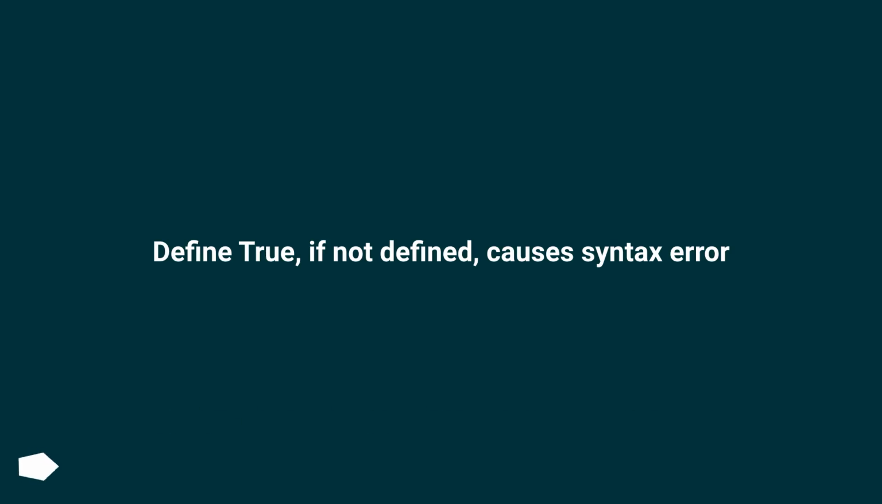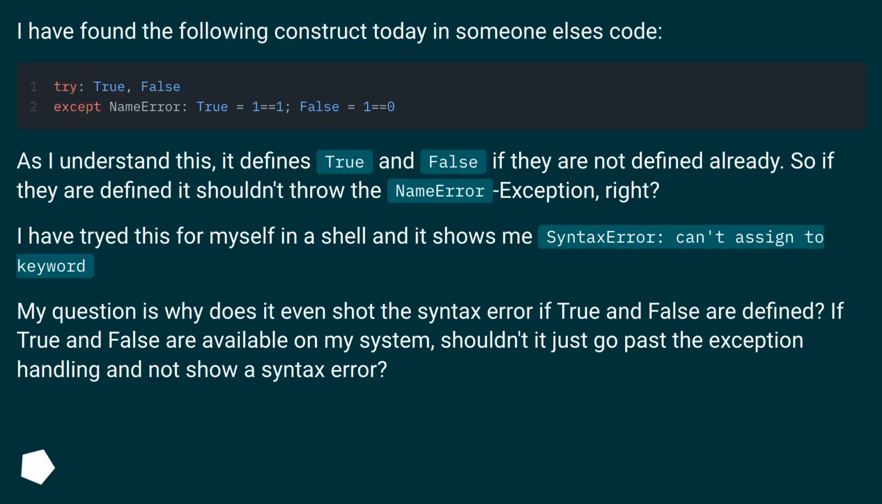Define true, if not defined, causes syntax error. I have found the following construct today in someone else's code. As I understand this, it defines true and false if they are not defined already. So if they are defined, it shouldn't throw the name error exception, right?